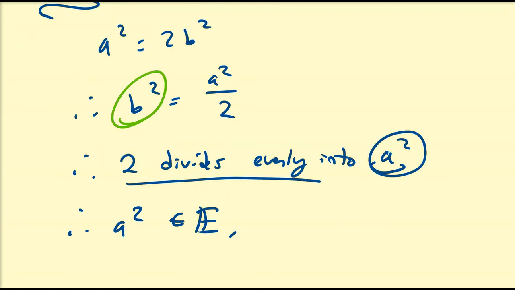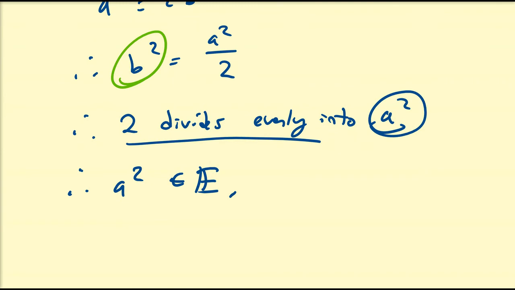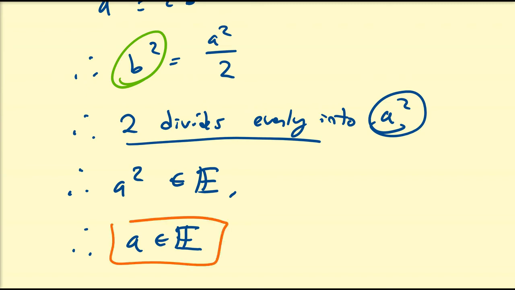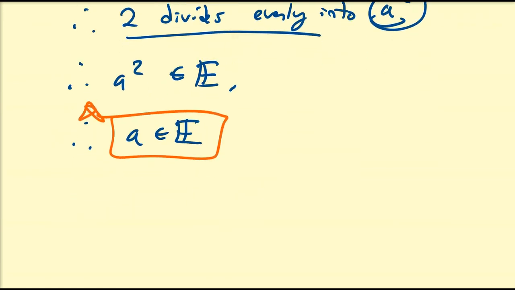So if a squared is even, then since E and O form a partition on Z, we know that a must either be even or odd. One can show that the square of an odd is odd and the square of an even is even. So we have also that a is an even number. This is important. What we've shown here is a is even and b is even.